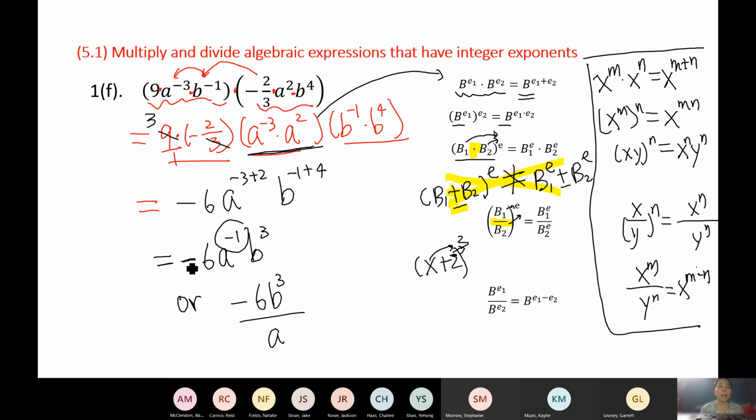So notice this minus sign, it's not in the exponent. Don't flip this one. Negative 6 stays. And the only time you can flip anything is if there's a minus in the exponent.